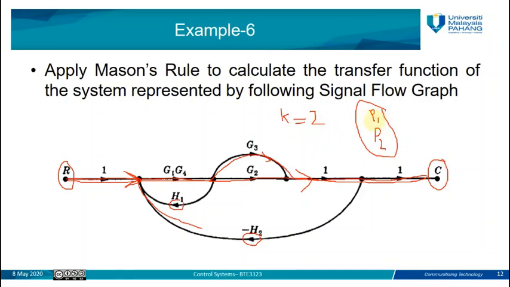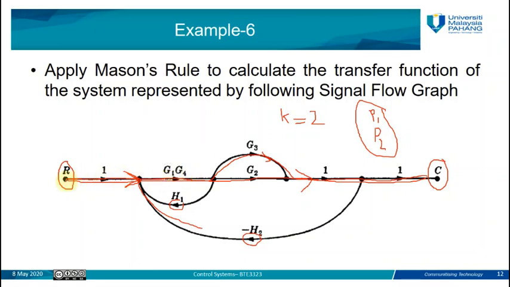Now we need to know the gain of this forward path. What is the gain for forward path number 1? What is the gain for forward path number 2? The gain for forward path number 1 represents the product of the gains of all branches.